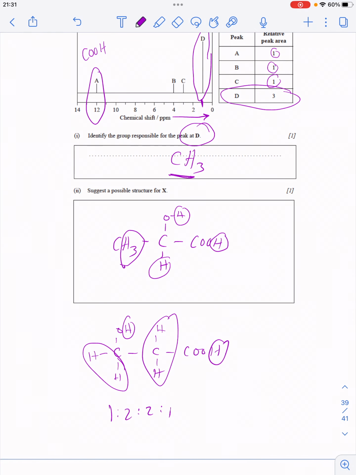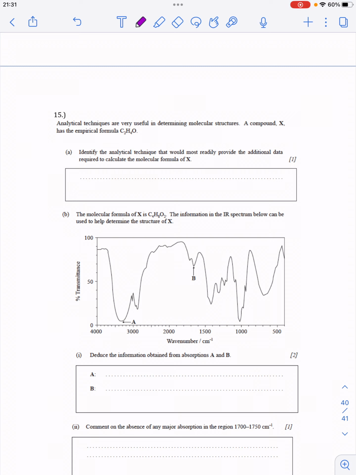Okay, 15. Identify the analytical technique that would most readily provide the additional data required to calculate the molecular formula of X. Well, if I have the empirical formula, then I want a mass spec, because a mass spec is going to give me that molar mass, that mass to charge ratio.